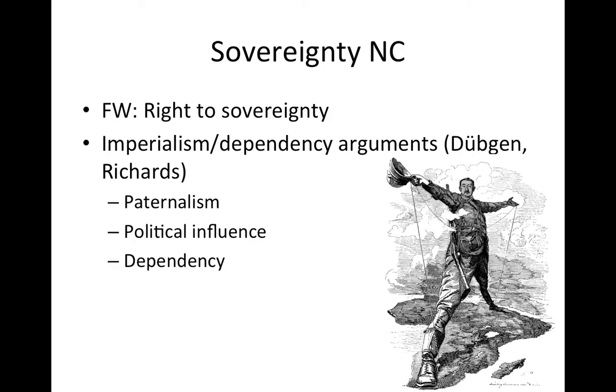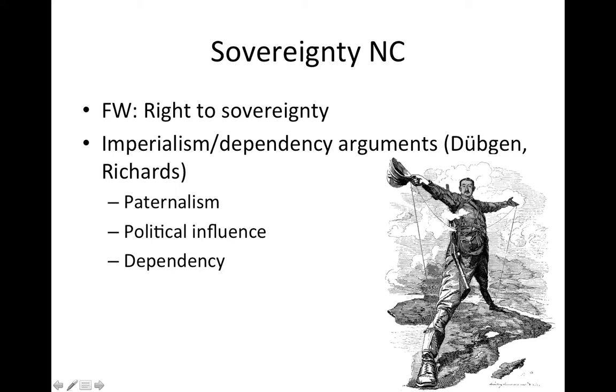So the first one is the sovereignty NC. So the framework would just talk about how nations all have a right to sovereignty and that other countries have to respect that. The contention for this would be imperialism and dependency arguments. There are a lot of authors that write about these issues because in a lot of cases in the past, wealthier countries have used development assistance as a means of gaining control in the internal affairs of developing countries through things like establishing systems of dependency such that they can manipulate internal affairs by threatening to withdraw aid.